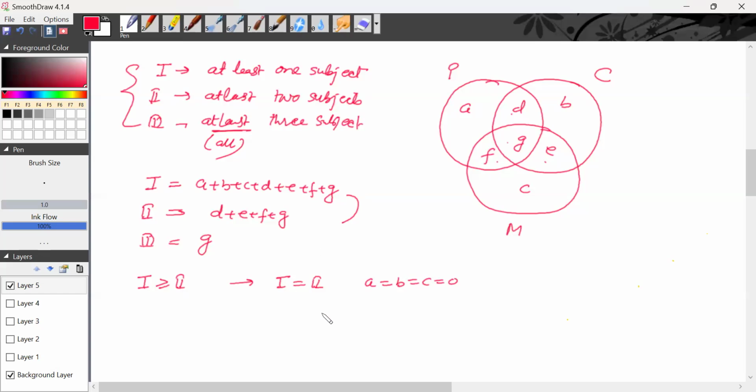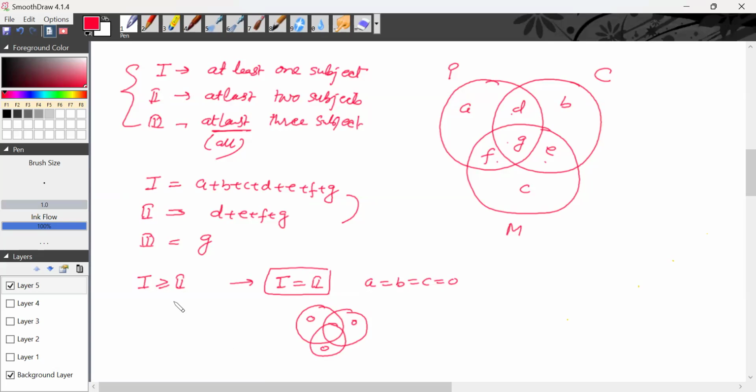That means this is a case wherein what will happen? The Venn diagram will look like this, that there will be no student who will be liking exactly 1 subject. In that case only, at least 1 will be equal to at least 2. Agree? So it's a limiting case. In all cases, at least 1 should be greater than at least 2. Yes, every student likes 2 or more subjects only. No one is liking exactly 1 subject.